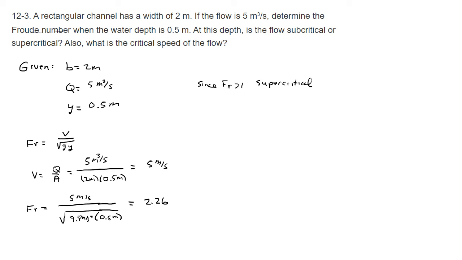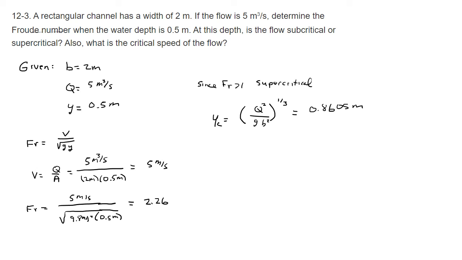What's the critical speed of this flow? So first of all, let's find the critical depth. You can look this formula up in the book. You can plug in the values. We know what Q is, we know what G is, we know what B is. So when I calculated this, I got 0.8605 meters. So that's the critical depth.